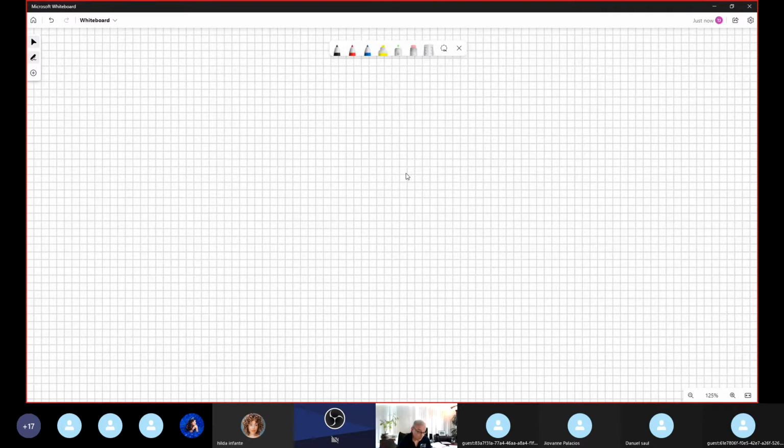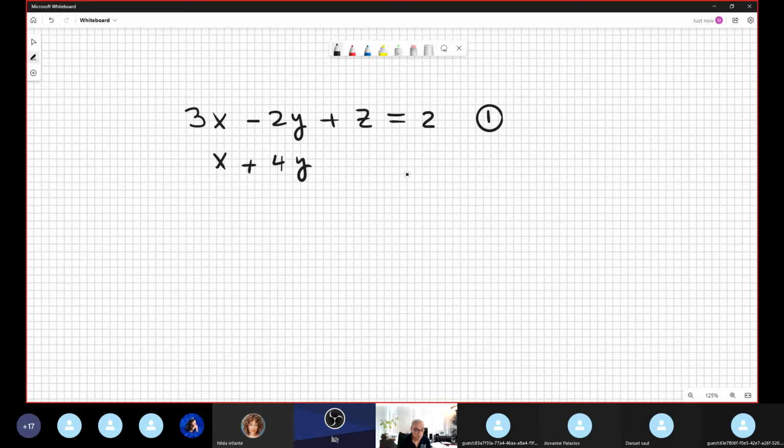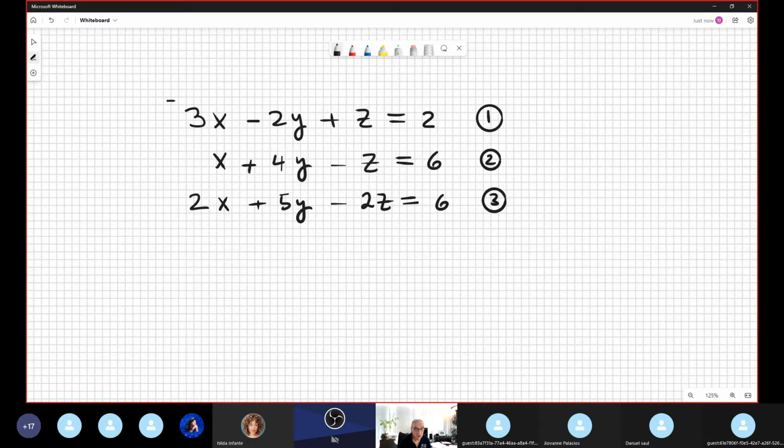Suppose, to illustrate this, I take an example. Suppose that we have the system: 3x minus 2y plus z equal to, equation 1. x plus 4y minus z equal 6, equation 2. And 2x plus 5y minus 2z equals 6, equation 3.